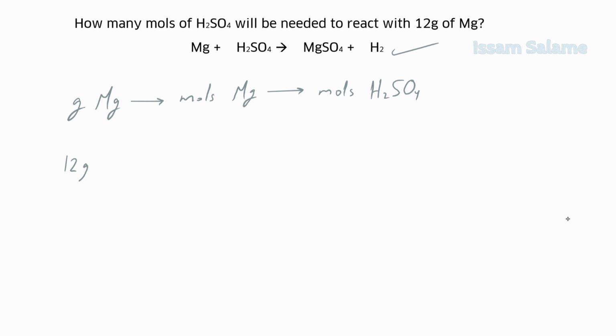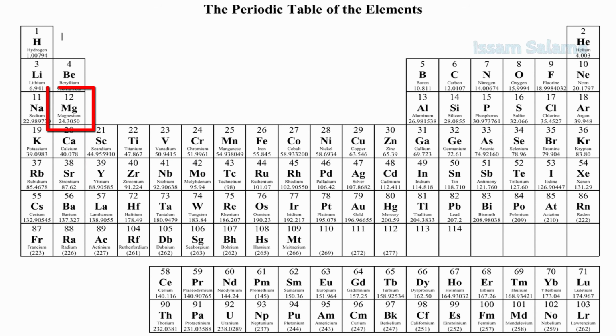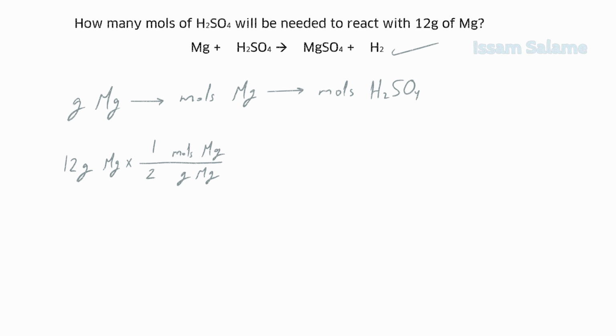We start with the given 12 grams of magnesium. We multiply it with a fraction. Since here the unit is grams of magnesium, we put grams of magnesium in the denominator, and the unit that we want, moles of magnesium, in the numerator. We put 1 next to the moles and the molar mass next to the grams. We get the molar mass from the periodic table. As you can see, the molar mass of magnesium in the periodic table to the nearest whole number is 24. So we put 24 next to the grams of magnesium, and then we multiply with another fraction.